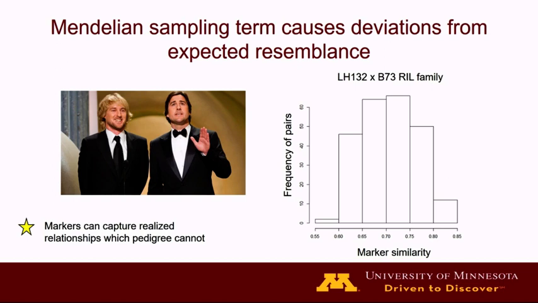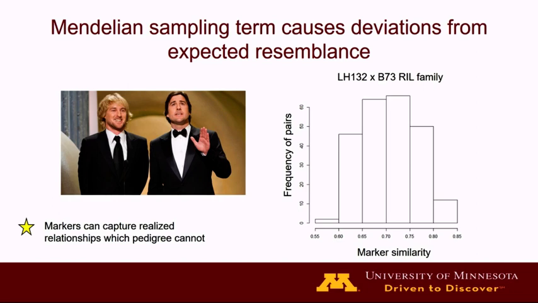Sometimes individuals who have the same pedigree are quite different. You may have several siblings, and you may look more like one of your siblings than another sibling. And that's because, in addition to relationships, we have what we call the Mendelian sampling term. That's what causes individuals to be more or less related to each other, even if they have the same pedigree.